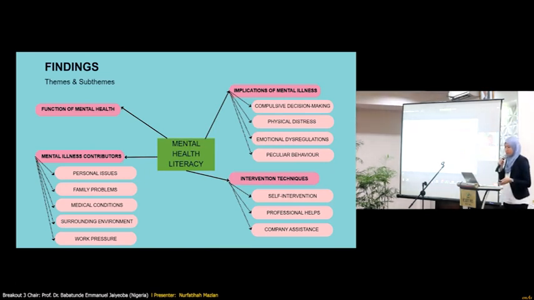The second main theme is mental illness contributors. This main theme is subdivided into 5 sub-themes. First is personal issues. Some of the informants mentioned that individual struggles with their own emotions, such as loneliness, bottling up your own feelings, and trauma, lead to mental illness. While several informants mentioned that financial constraint is one of the factors which leads to mental illness.